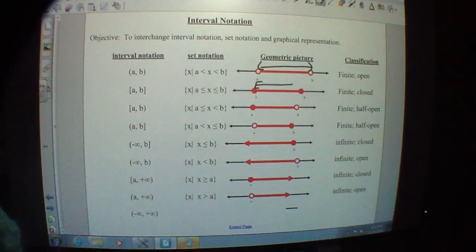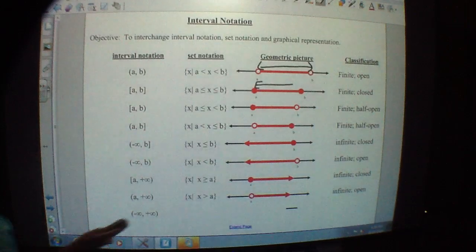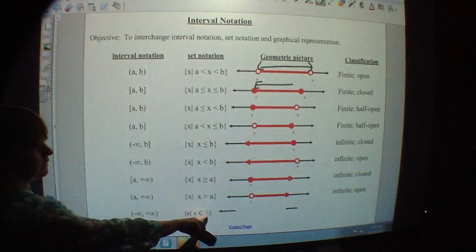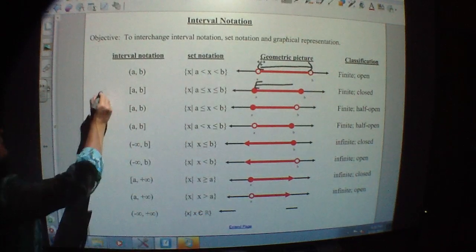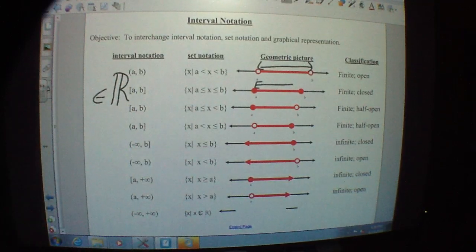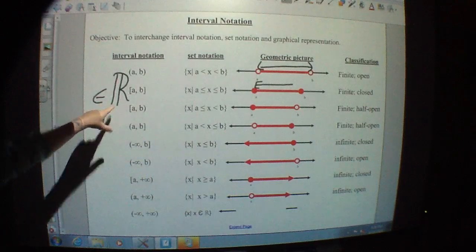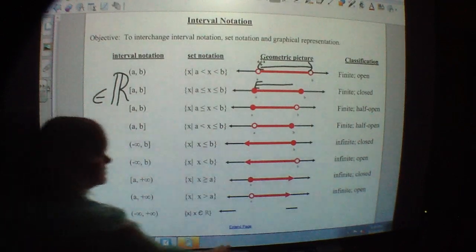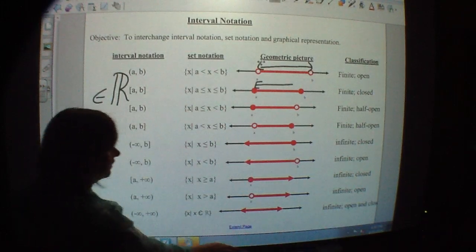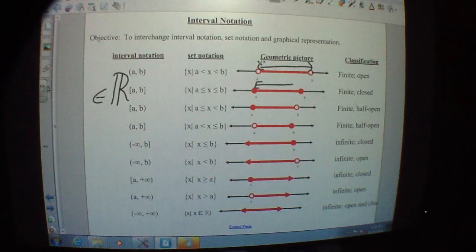And the very last one that I have here is negative infinity to positive infinity. So this is all real numbers. X such that X is contained in the real numbers. This is contained in, I usually write it when I write it, real numbers like that. Usually in books, it's a little bold, it might be a little script. But if you're going to write it, you can write it like that. That's all real numbers, so everything on the number line. And that's infinite, and it's classified as open and closed.